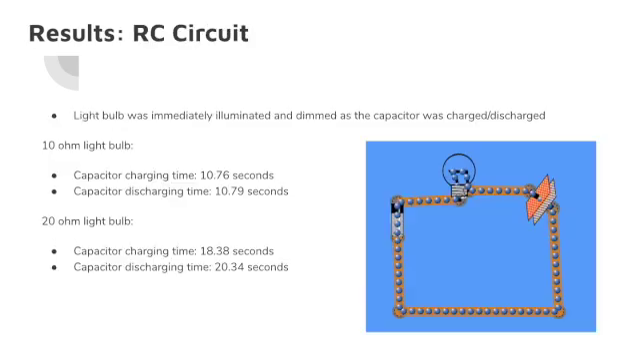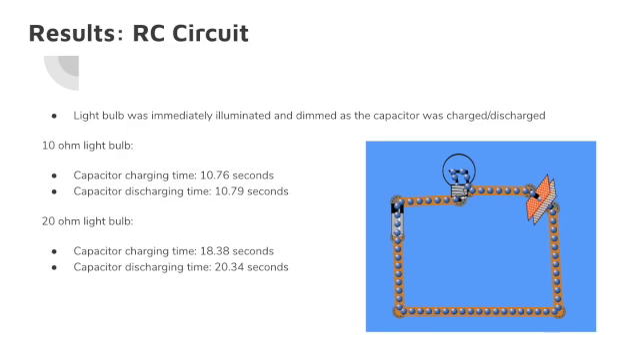For the second part of this experiment, I observed that the light bulb would be immediately illuminated and then dimmed as the capacitor was charged or discharged. This was upon connection of the circuit that you can see in the image to the right. Then we measured the charging and discharging time using light bulbs of varying resistance, and those values are shown below, where the charging and discharging times were very similar for the 10 ohm bulb, and also pretty similar for the 20 ohm bulb.